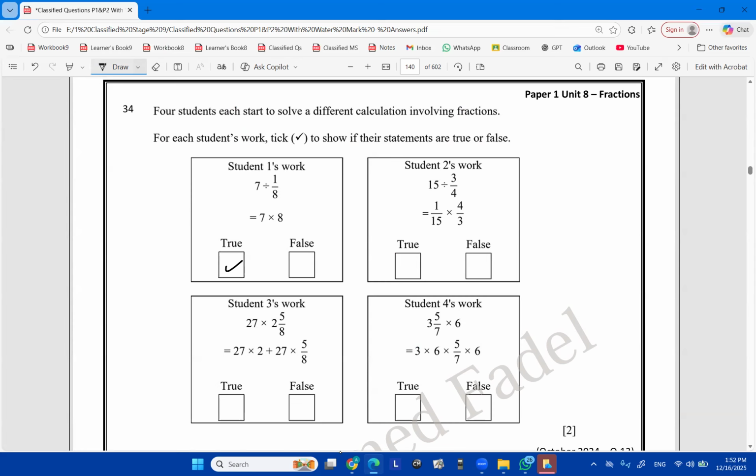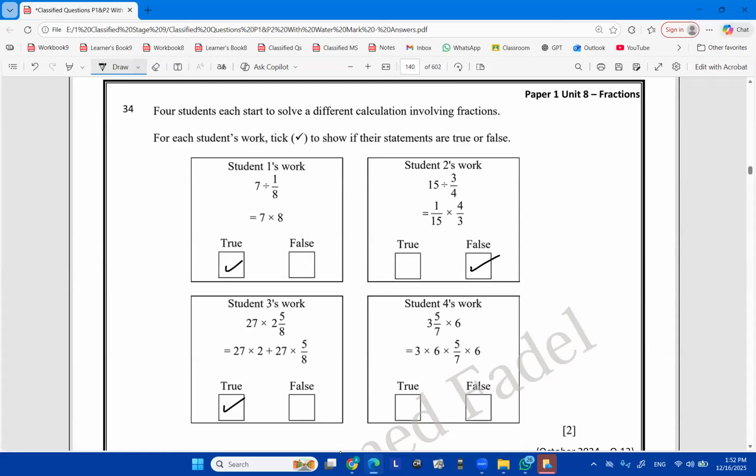Here, 15 divided by 3 over 4. He flipped the 15 and flipped the 3 over 4. No way, mister. False. Here, he said I'm going to do 27 multiplied by 2, then plus 27 multiplied by 5 over 8. Is this correct, mister? Yes, definitely true. You can do this.